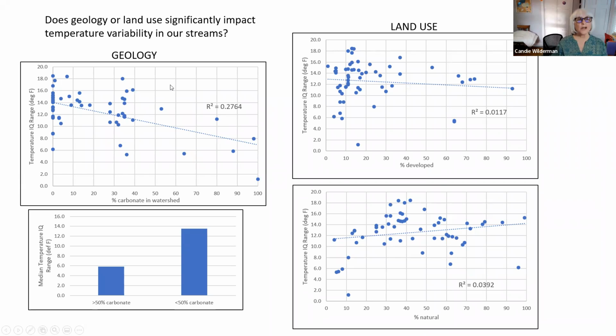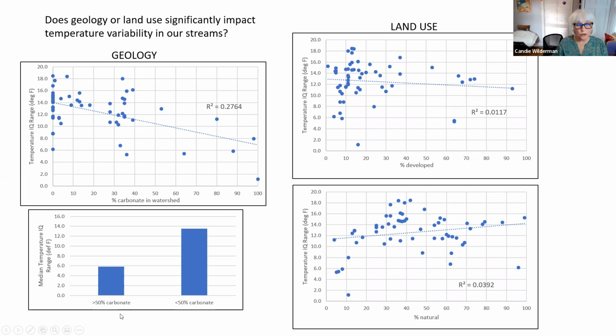All right, now does geology or land use significantly impact temperature variability in our streams? Let's look at geology. What I used for temperature variability was the size of the box. In the box and whisker plot, it's called the IQ range, the interquartile range. I used the size of the box. So it looks as though as percent carbonate in the watershed increases, the variability of temperature does in fact decrease. It's not terribly strong, but it's getting there. It's a little more than a quarter responsible for that.